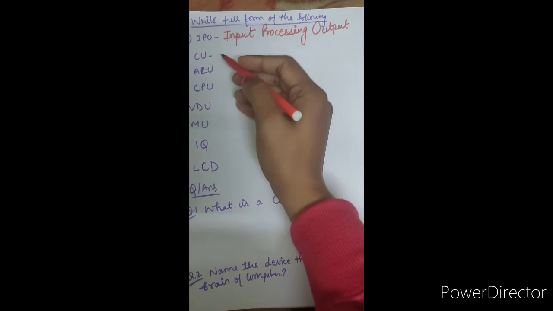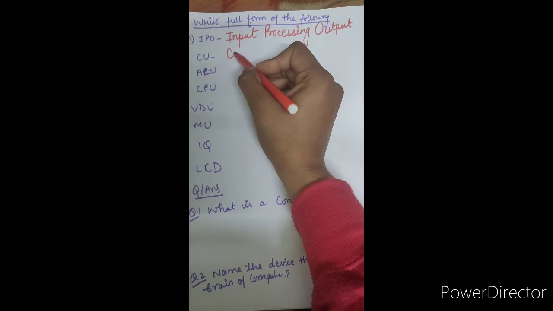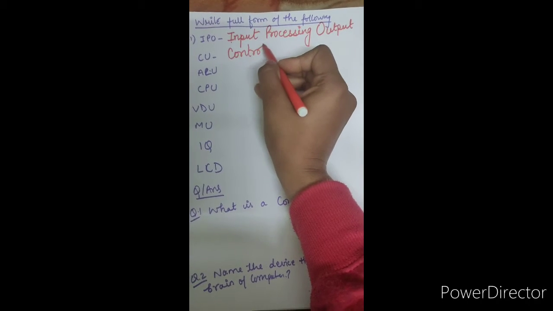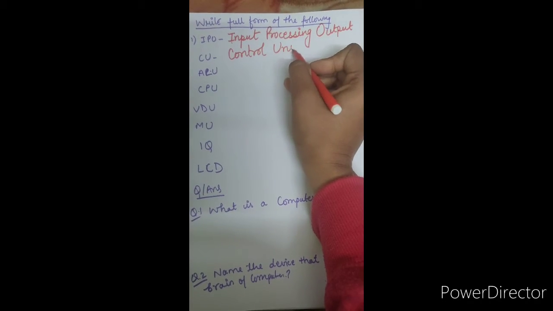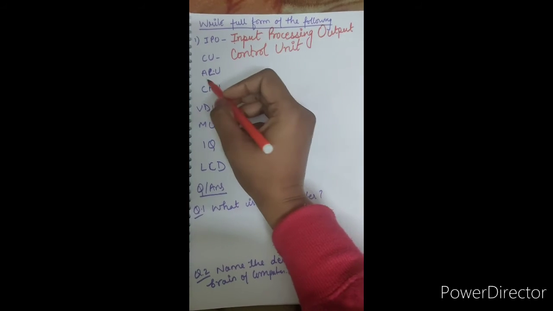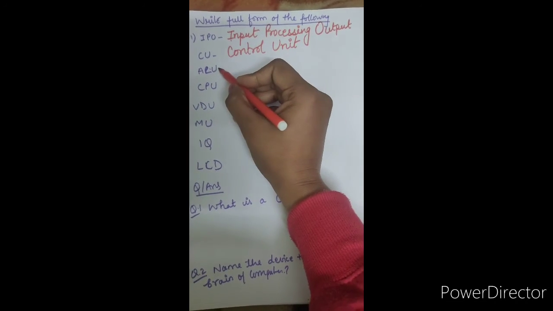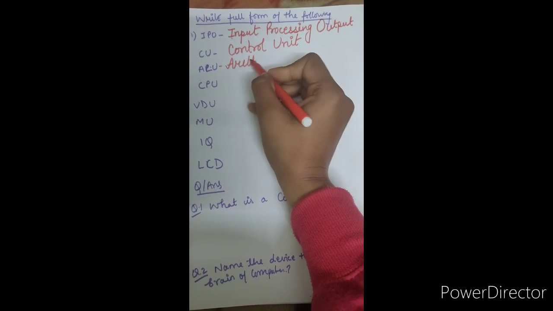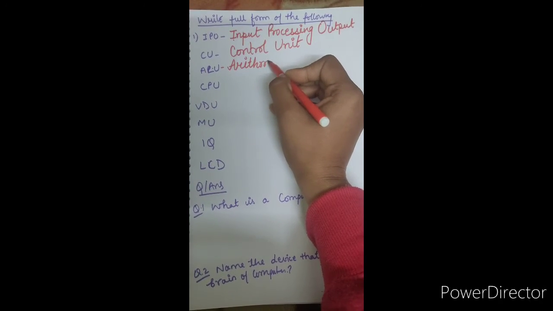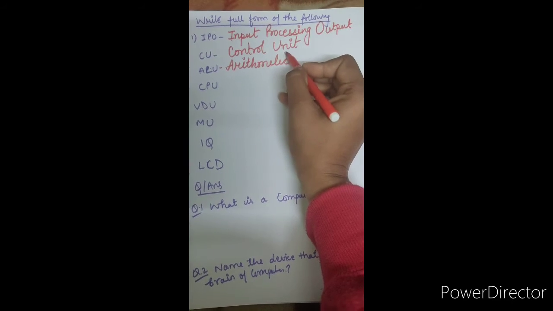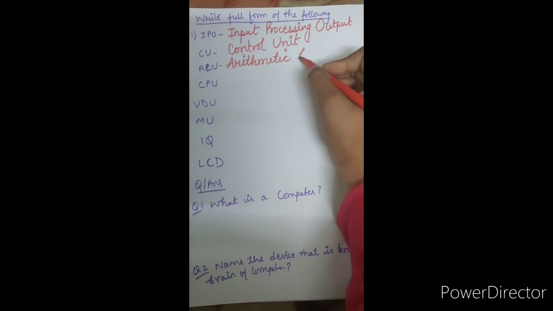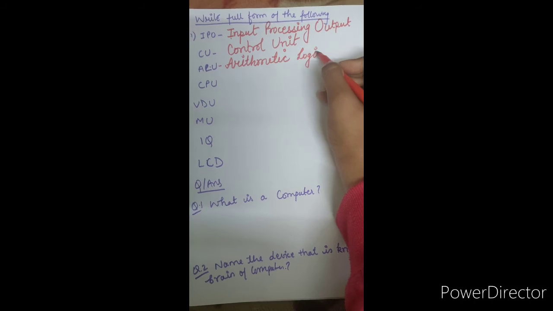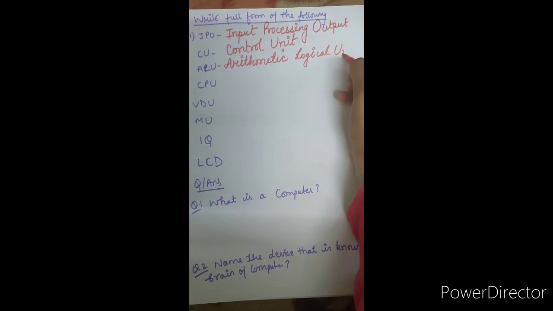Okay. CU is control unit. C-O-N-T-R-O-L, U-N-I-T. Control unit. ALU, arithmetic. A-R-I-T-H, arithmetic. A stands for arithmetic, L stands for logical, U stands for unit.